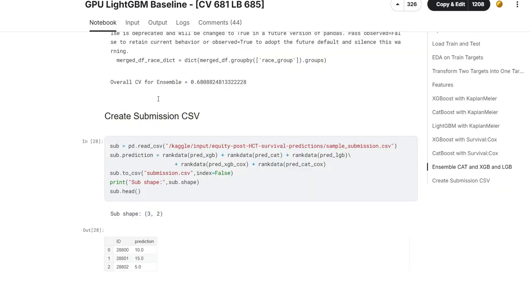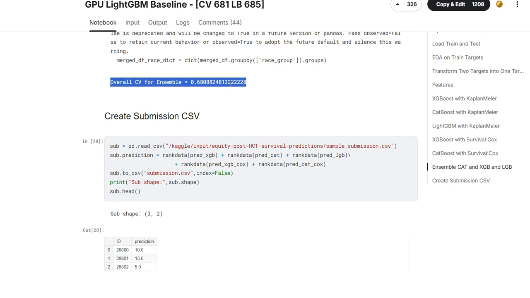And the result? The ensemble achieves a CV score of 0.681. This is higher than any of the individual models. This demonstrates the power of ensembling. Combining different models can often lead to better performance. Finally, the notebook creates a submission file, submission data, using the ensemble predictions. This file is what you would submit to the Kaggle competition.